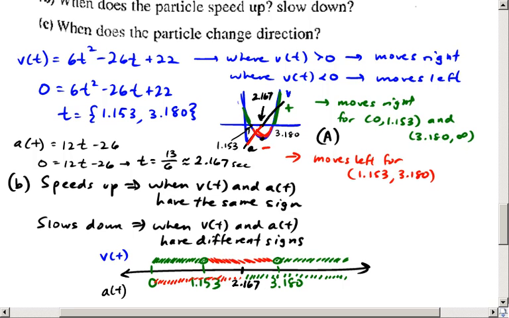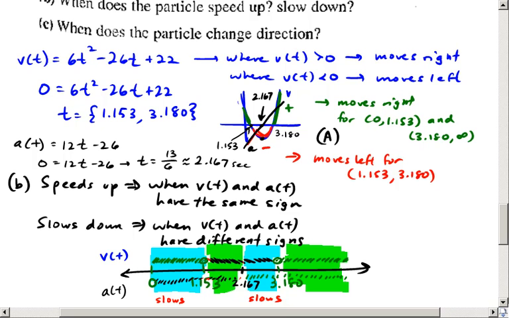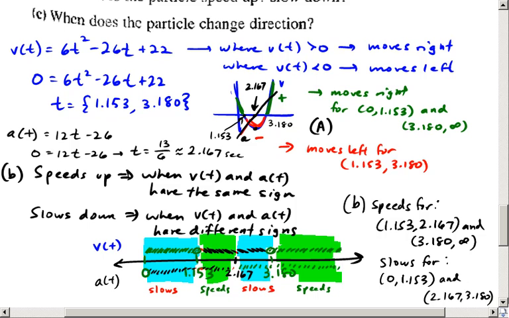In the turquoise region here, they're mixed. And in this turquoise region, they're mixed. So I know that it slows down over those regions. But in the other two regions, they're the same color. Signs are the same, so they speed up. Okay, so in conclusion, the particle speeds up over these two intervals and slows down over these two intervals.